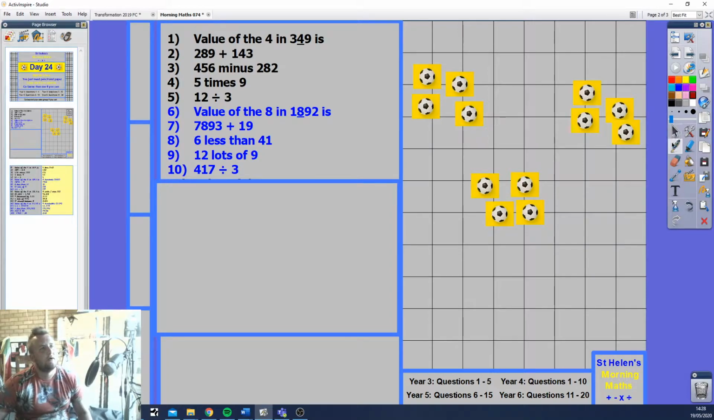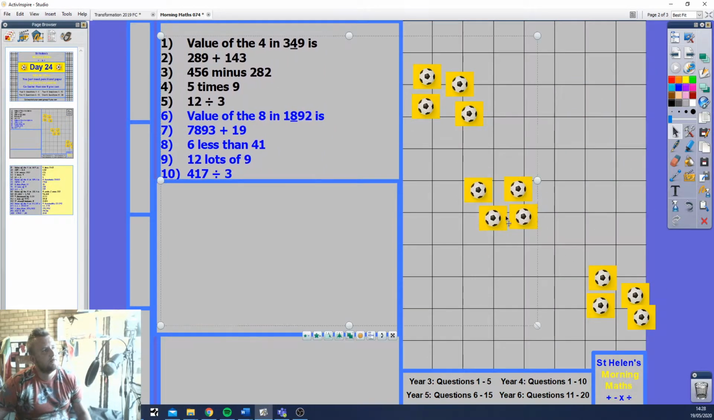Oh, now I've got to get rid of the footballs. Let's move them down a bit, shall we? You can go down here. Oh, I don't want to move the questions, do I? Oh no. Let's move that there.